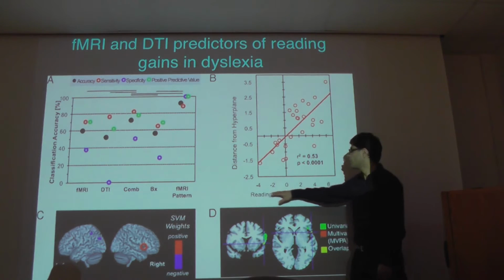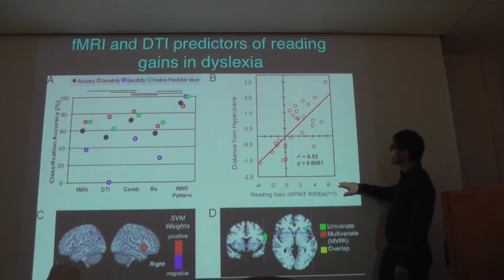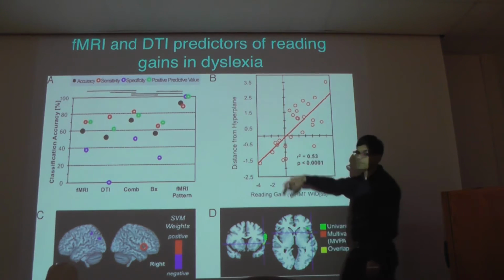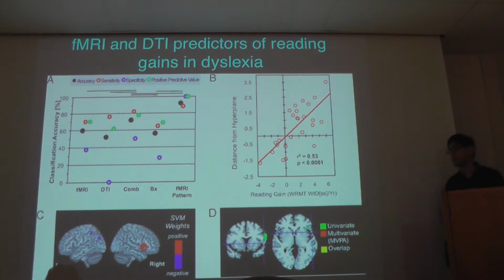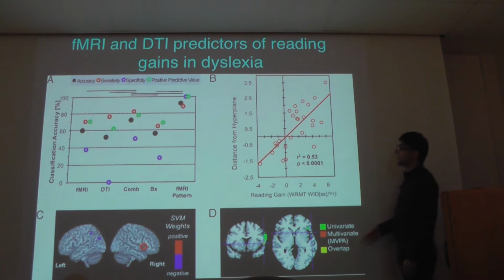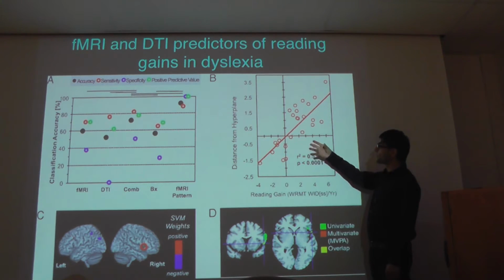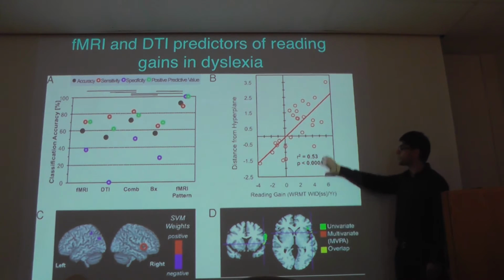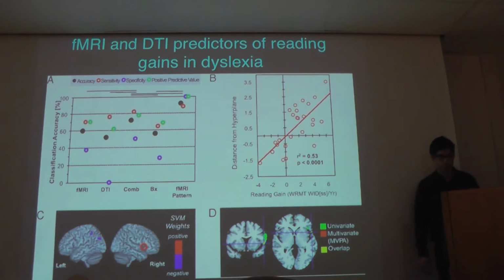So this is a plot of behavior. The more someone gained in reading, the more confidently the SVM classified them. So that's good. That means it's getting the right answer, and it's getting the right answer in a sensible way. And it also means that if they had actually done SVM regression, they probably would have gotten very similar results.